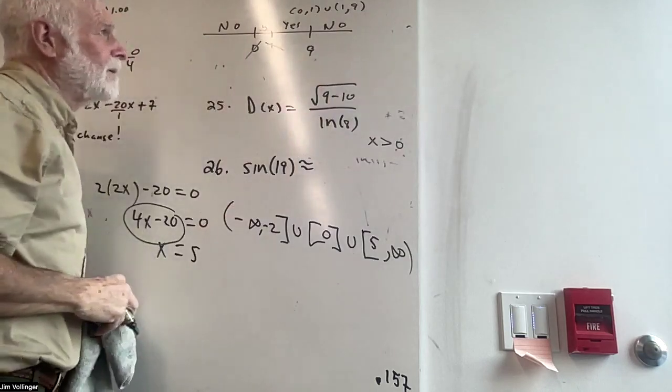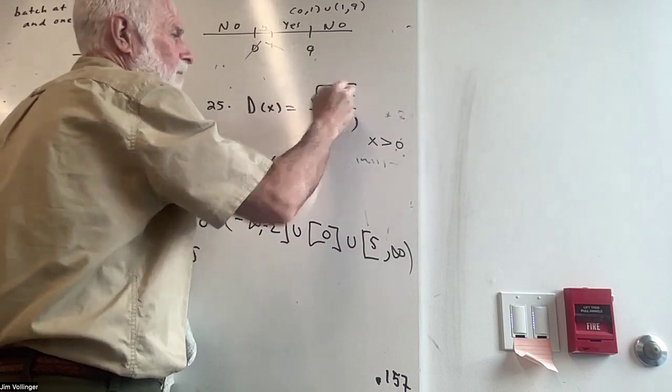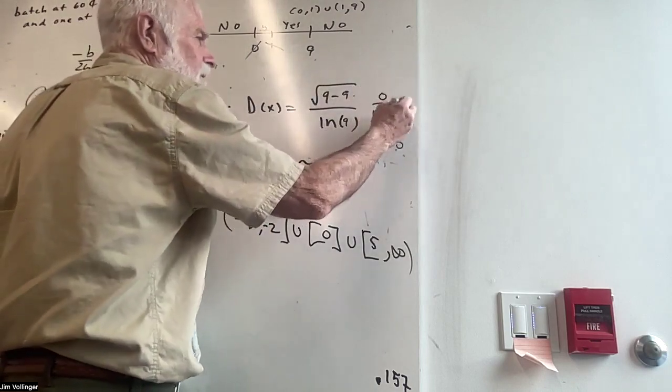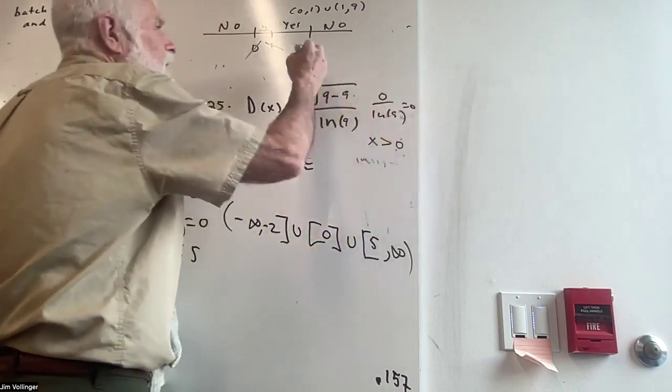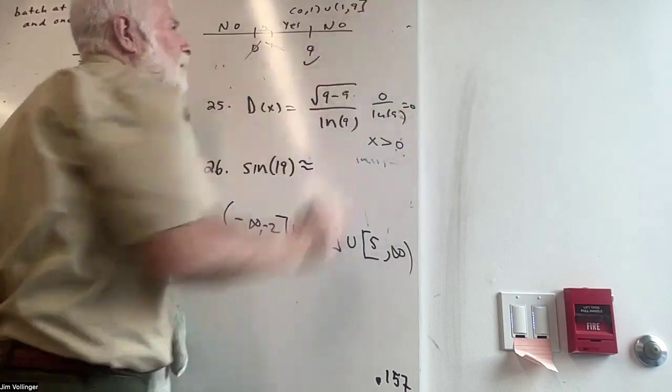Can I use 9? I can use 9 here. Can I use it here? 9 minus 9. Can I do 0 divided by the ln of 9? Absolutely. That equals 0. So can I use 9? Yes. So I have to amend this to be a bracket.